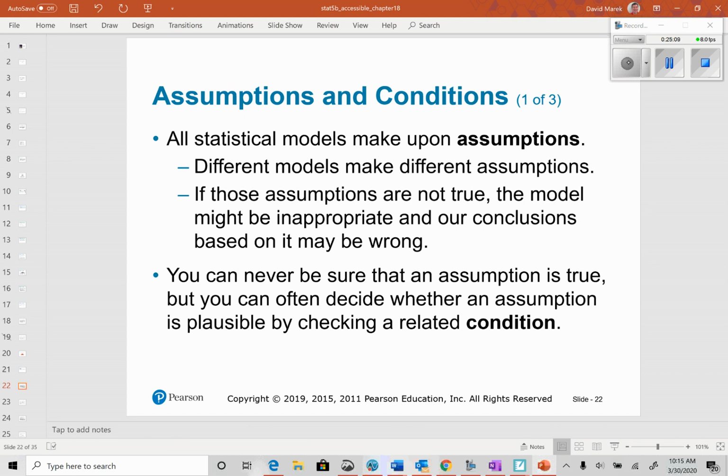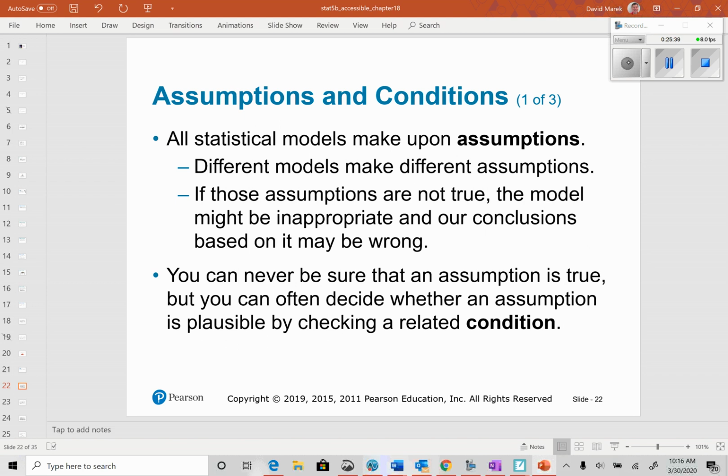And now we have different experts on the news just about every single day arguing that, oh, these other people, their assumptions are wrong. My assumptions are right because I'm so smart. Whatever. Different models make different assumptions. If we're basing conclusions here on assumptions that aren't true, then the model's not going to be true. And we can never be 100% sure that our assumptions are right.